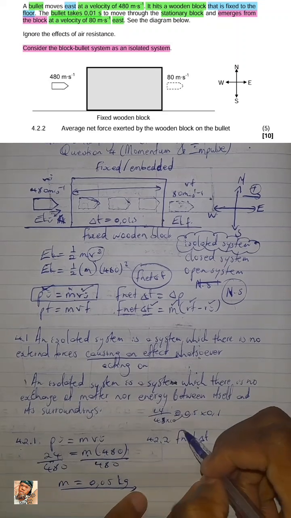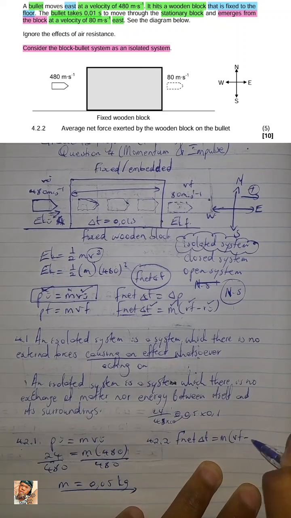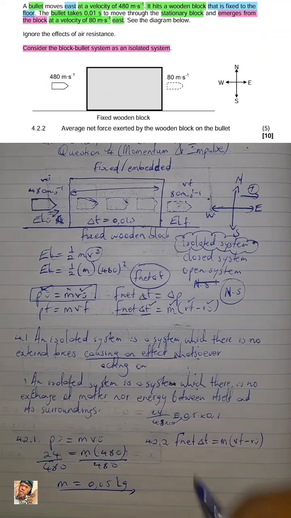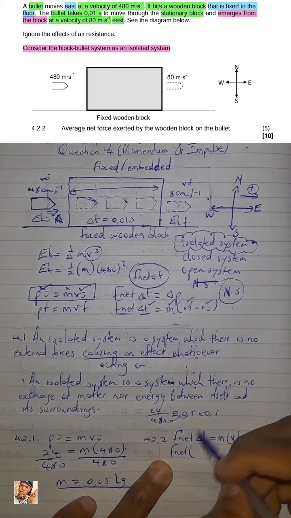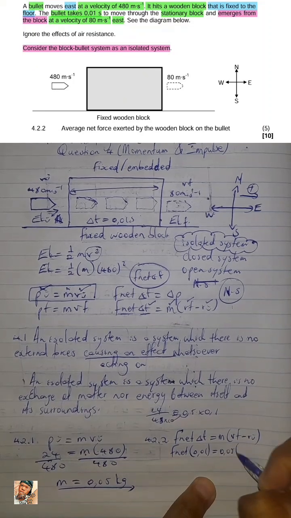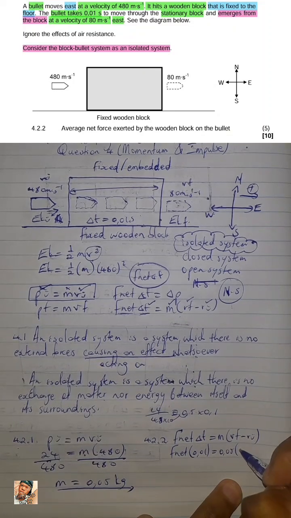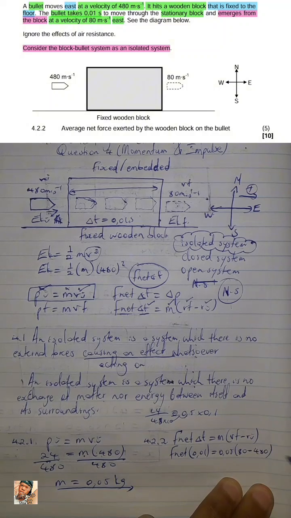Right, so the impulse is equal to the change in momentum, which is the mass multiplied by the final velocity minus the initial velocity. So the F net that we're trying to calculate multiplied by the time that the bullet spent, which is 0.01, is equal to the mass, which you calculated to be 0.05, multiplied by the final velocity of the bullet, 80, minus the initial velocity of the bullet, 480.